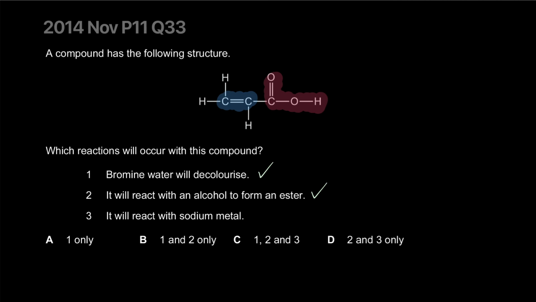It will react with sodium metal. Acids will react readily with metals, right? That's true. Sodium is a metal, and this is partly an acid. So this is also true. So the correct answer is C. These types of questions come up a lot in A-levels.